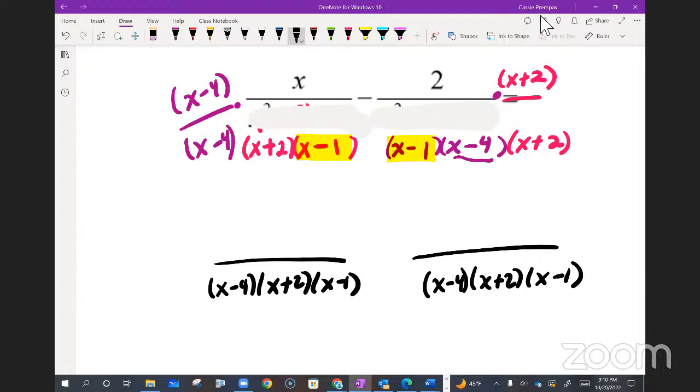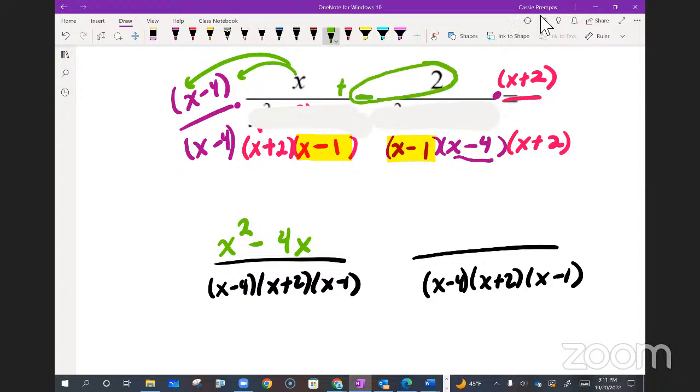Now the numerators. You guys know that we have to FOIL, or in this case, just distribute. So that's going to create an x squared minus 4x. Now I do want to talk about this guy right here. This is a minus. This typically throws lots of people off. Let me try to help you in not being thrown off by this. What I would recommend is change it to a plus negative and then keep that negative with the 2.